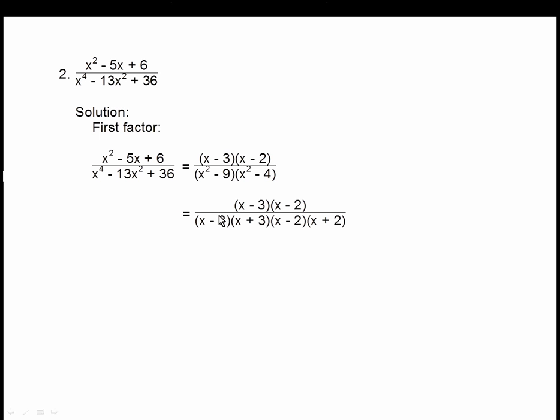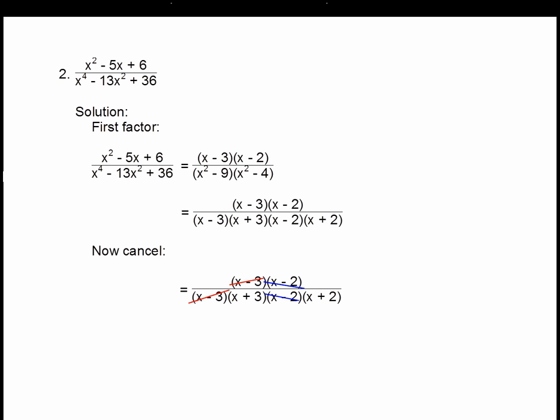Now the x minus 3's will cancel, the x minus 2's will cancel. So now we do our canceling. Again, the x minus 3's and the x minus 2's. In our numerator, everything canceled, so we're left with 1. Our denominator is (x plus 3)(x plus 2).